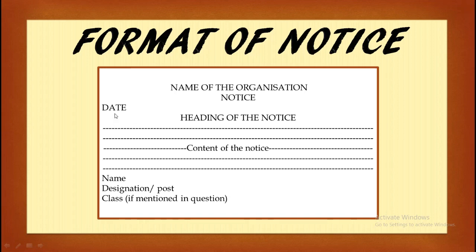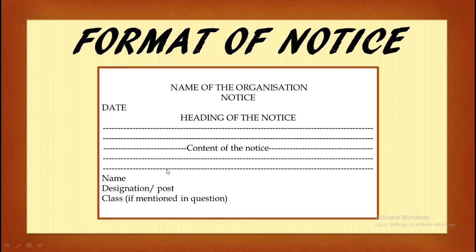Date. Date means on which date are you putting this notice up. For example, today is 13th of April. So we'll be writing that we are issuing this notice on 13th of April 2020. Then we have the heading of the notice. It means what is this notice about? What topic is there in your notice? So you will write the heading or the topic of the notice.